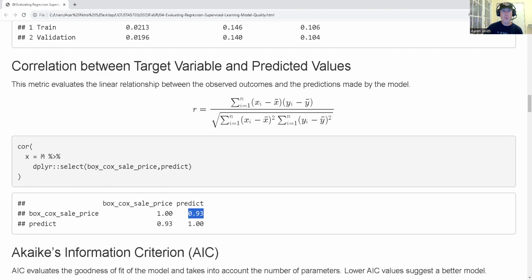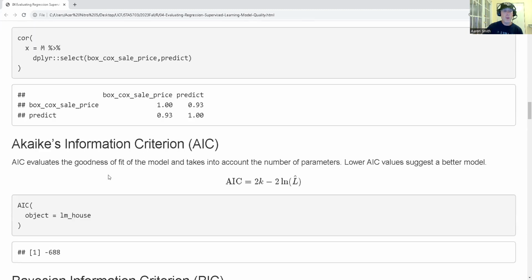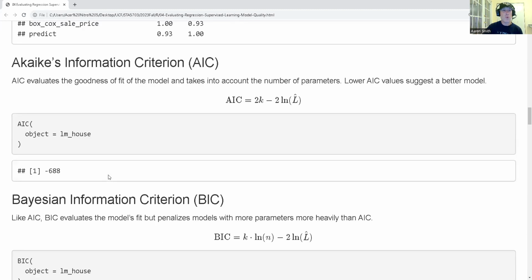I did not split this out by train and validation. I should have. I forgot, but at work, in real life, I would have two correlations, one for train, one for test. Now that I think about it, I forgot to do that across the board.